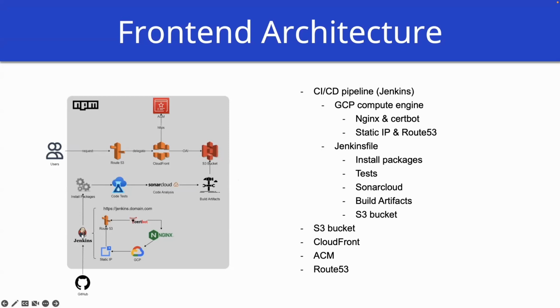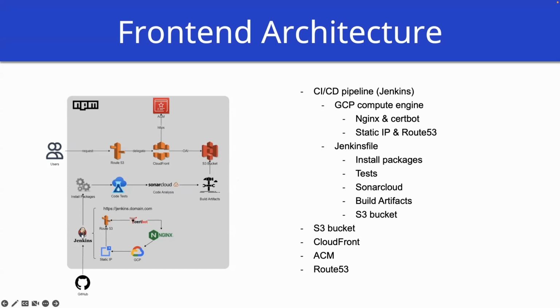There are generally 5 stages in our Jenkinsfile, which are: install dependencies, run the tests, use SonarCloud to further check the code quality and vulnerabilities, and, if everything goes well, build the artifacts. Then the last step is to synchronize what we built with our S3 bucket.